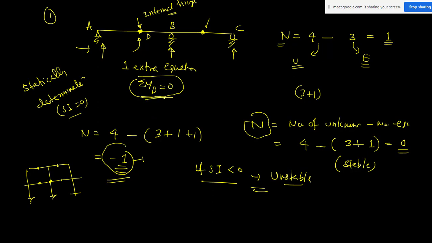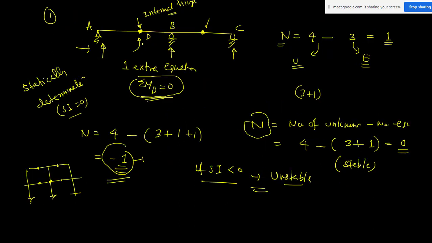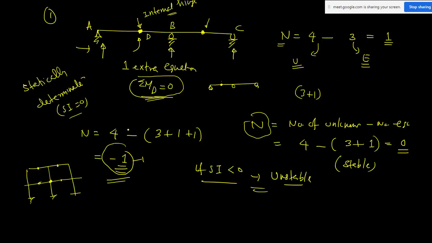In this equation, these are called the number of force releases. So in this equation I have a term nr, which is the number of force releases. This is actually releasing a moment. If you take a beam without any hinge, there is a moment value. By introducing a hinge, you are releasing the moment at that point. That is why I am taking the term n, the number of force releases. Finally you have to use this equation only. I am just trying to explain the concept. You just listen.